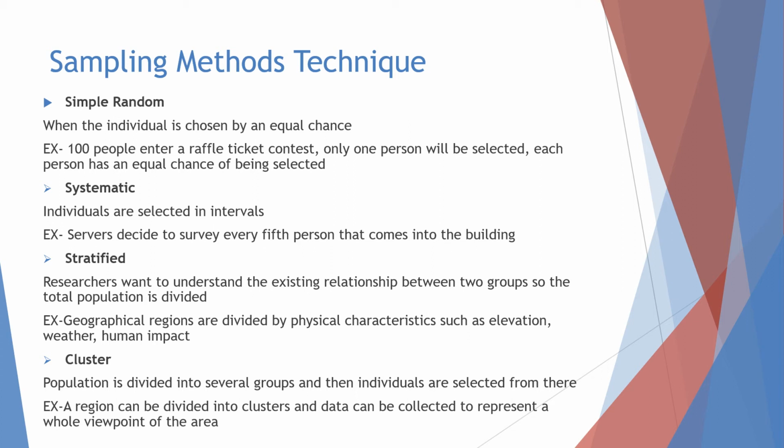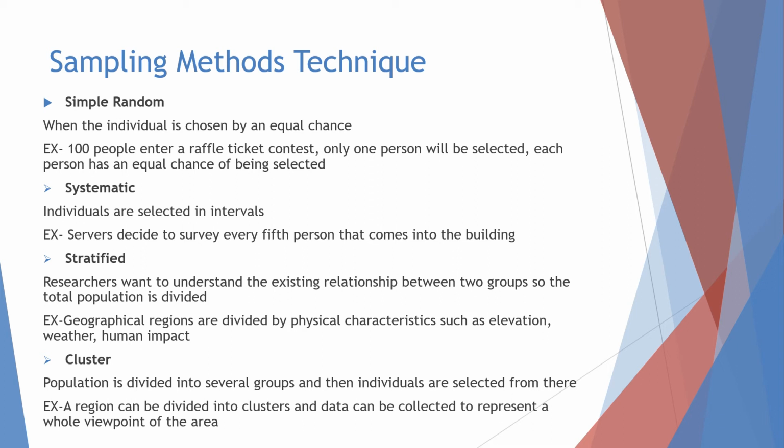Next is stratified, and that is when researchers want to understand the existing relationships between 2 groups so the total population is divided. For instance, this is often used in geographical research, where geographical regions are divided by physical characteristics such as elevation, weather, human impact, even human culture.